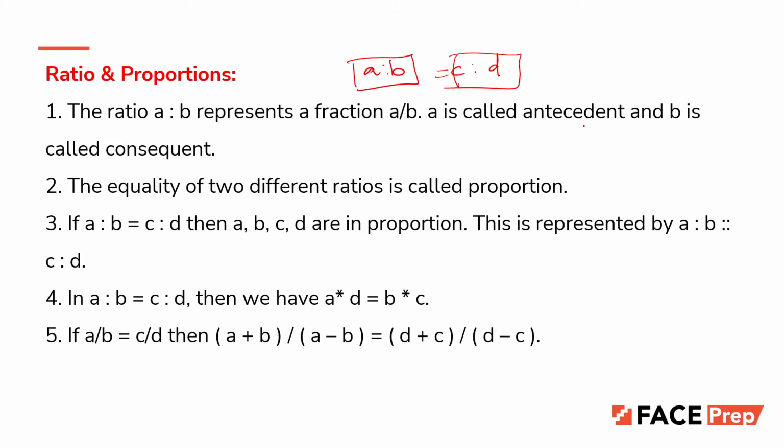You may get three values as well. Let's take A is to B is to C. In such cases it's called a continued proportion, and you take the value as A by B equal to B by C. So if it is a continued proportion, obviously you have three values, and if it is a normal proportion, you take two different ratios to solve for.